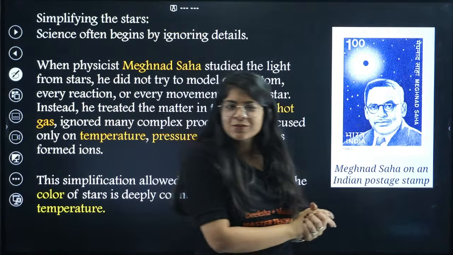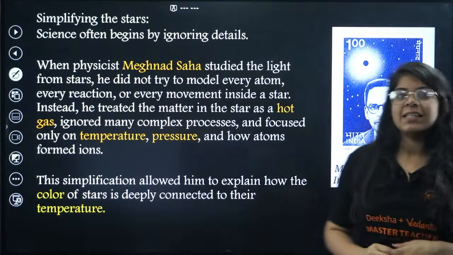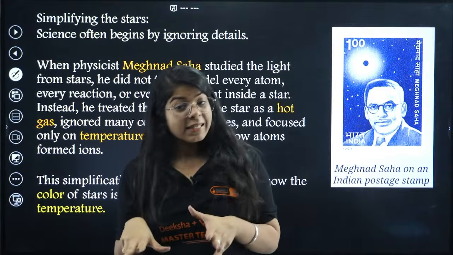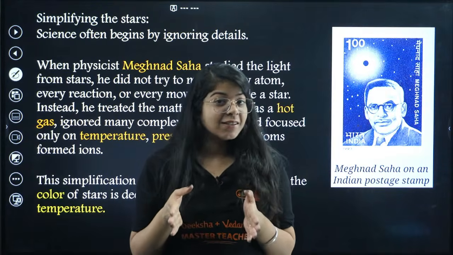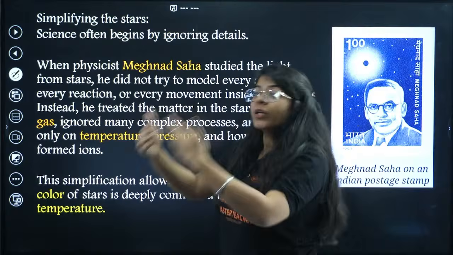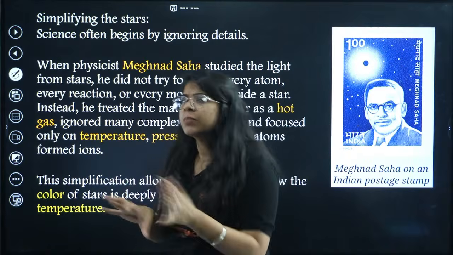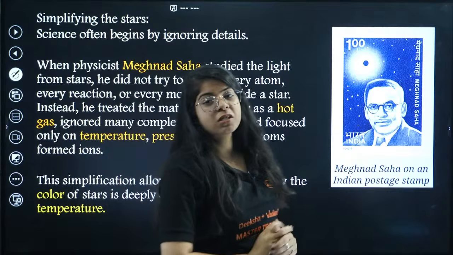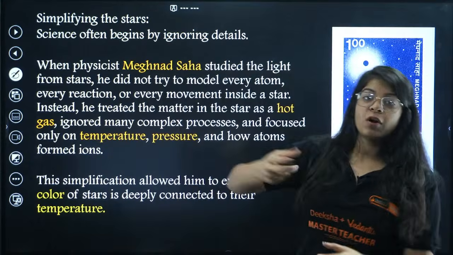What are you trying to say? See, think of it like this. We often say science begins by ignoring the details. See very carefully: not looking at the details, but ignoring some details. So what Meghnad Sahaji did, he was studying the light coming from the stars.